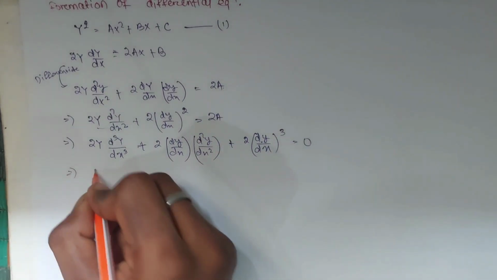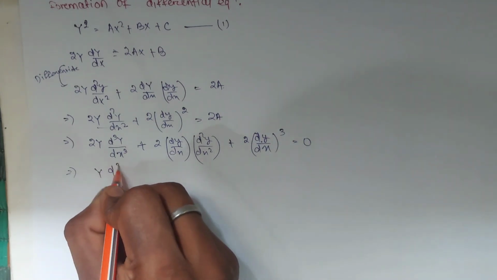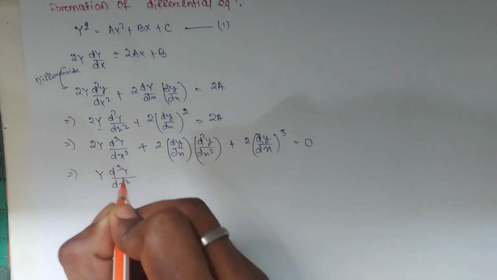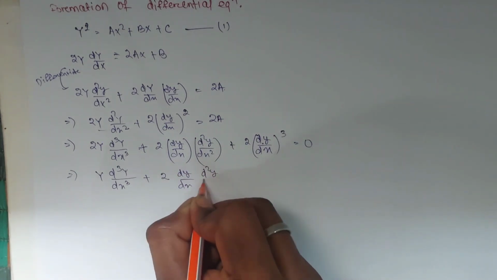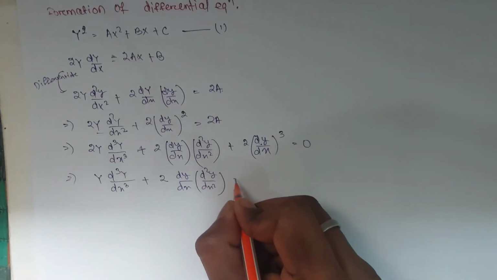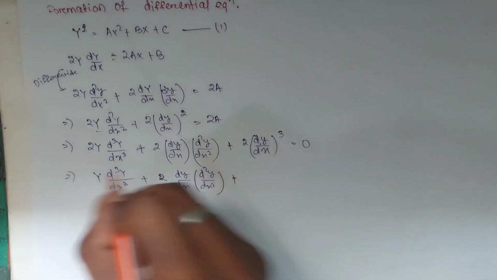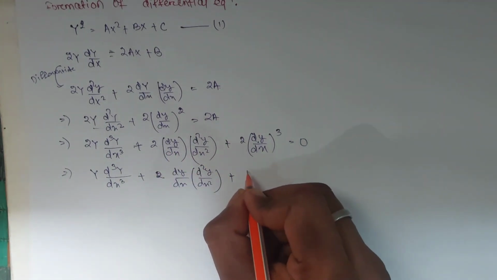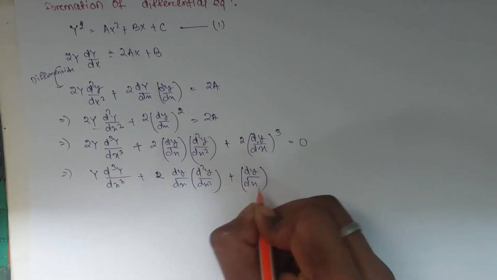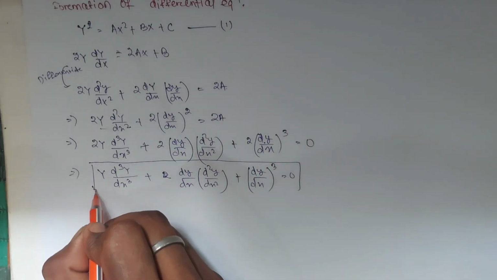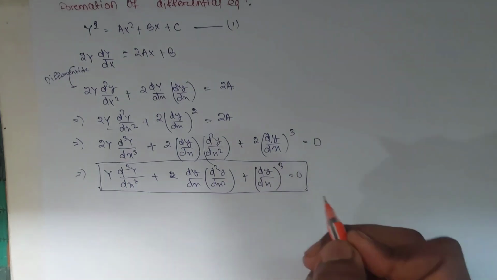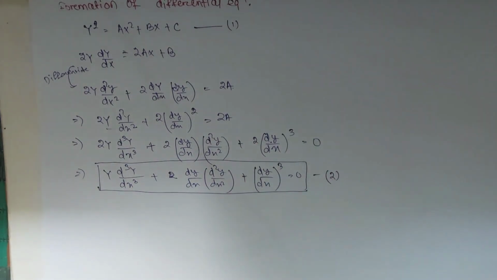So we can also simplify it, right, like y d cube y by dx cube plus 3 dy by dx d square y by dx square equals 0. Sorry, this is the differential equation, which we give as equation 2, and the solution of the differential equation is already given by equation 1.